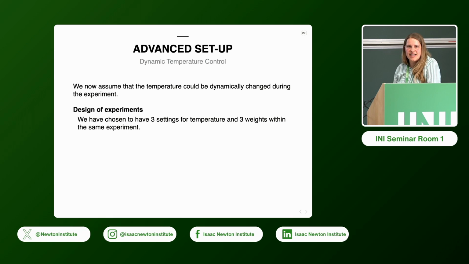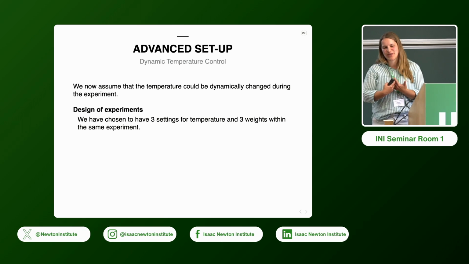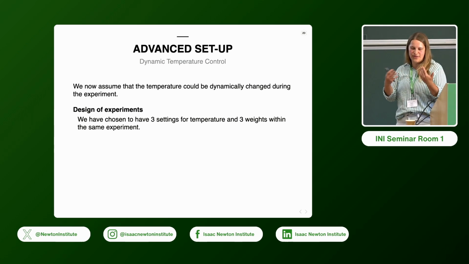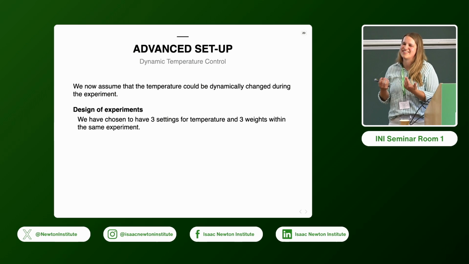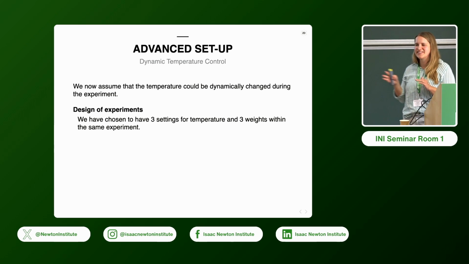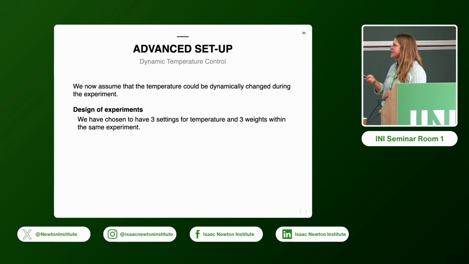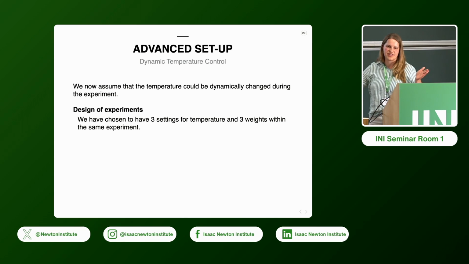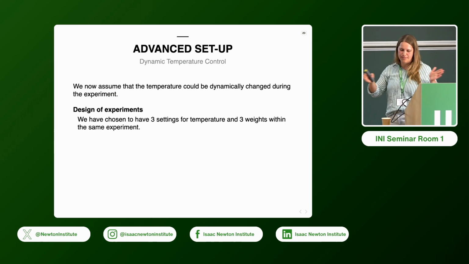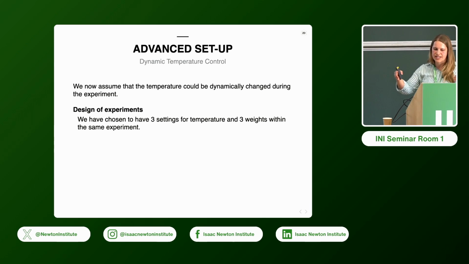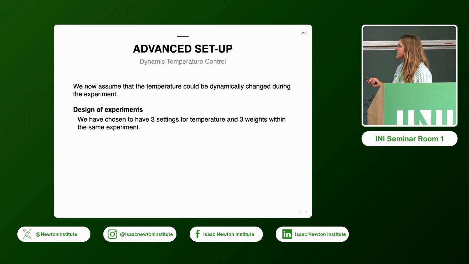And the slightly more advanced setup that we looked at is more interesting to us as mathematicians and statisticians. But if you go to chemical engineers, they say we can't actually do that in the lab. But we still decided to explore that a little bit to see what happens. We looked at what happens when we could change temperature dynamically during the same experiment and allocate different proportions of the experiment to different temperatures. So we've selected three temperatures and three weights within the same experiment.